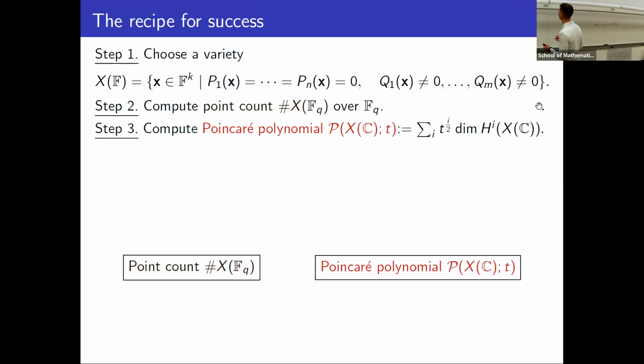If you choose complex numbers, then your variety becomes a nice topological space, maybe singular. And so you can study the Betti numbers, the dimensions of the homology, and you can package them into the Poincare polynomial. Notice how for technical reasons, I'm using half integer powers of t. Half integer powers correspond to odd cohomology and integer powers correspond to even cohomology. So let me write it down here: the Poincare polynomial of your variety over C, which has a square root of t inside.